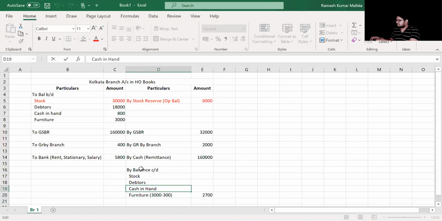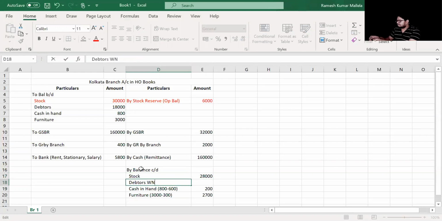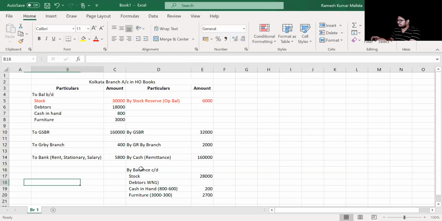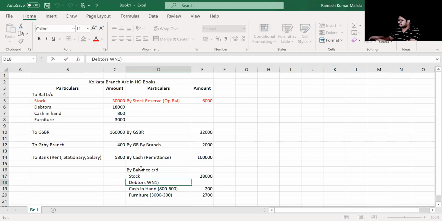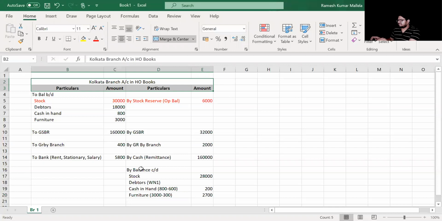Cash in hand also, you actually gave him an opening balance of 800, out of which he spent petty expense of 600. That means he is right now having 200 on hand. Debtors, we are supposed to calculate. Stock, he has directly told you in the question that the stock price invoice value is 28,000. Take it directly. Debtors alone, let us prepare a working note for debtors. So come down, leave some space and start with a debtors account.